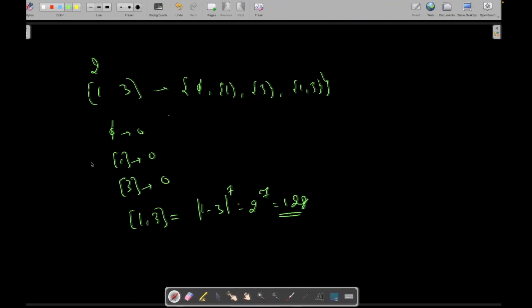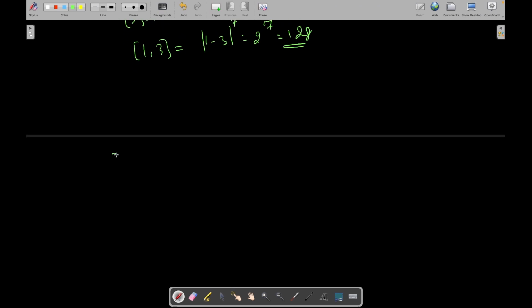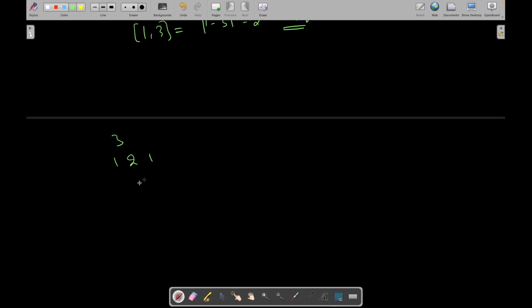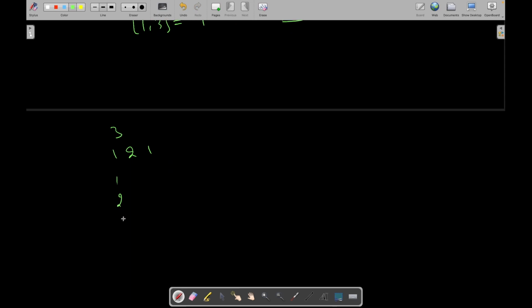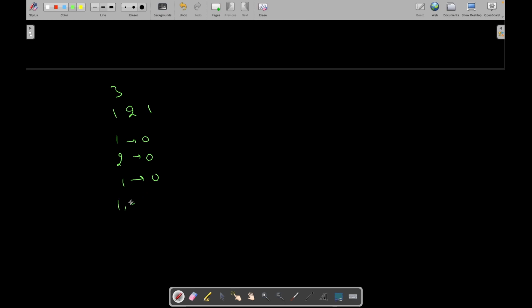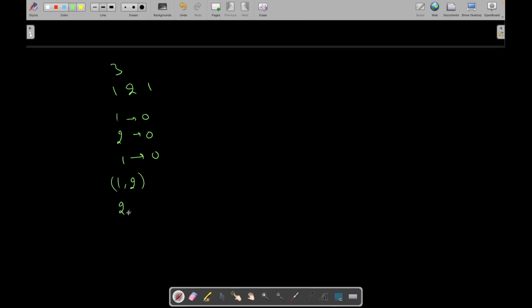Let's see the second one, 1 2 1. So we have n equals 3 and the numbers are 1 2 1. Since n is 3, there will be 8 subsequences. Let me write that down. 1, 2, 1 will each contribute 0. Then we will have 1 2, then 2 1, then 1 2 1. So 1 2 will give me 1 to the power 7. 2 1 will also give me 1 to the power 7, and 1 2 1 will give me |1 minus 2| to the power 7 plus |2 minus 1| to the power 7.